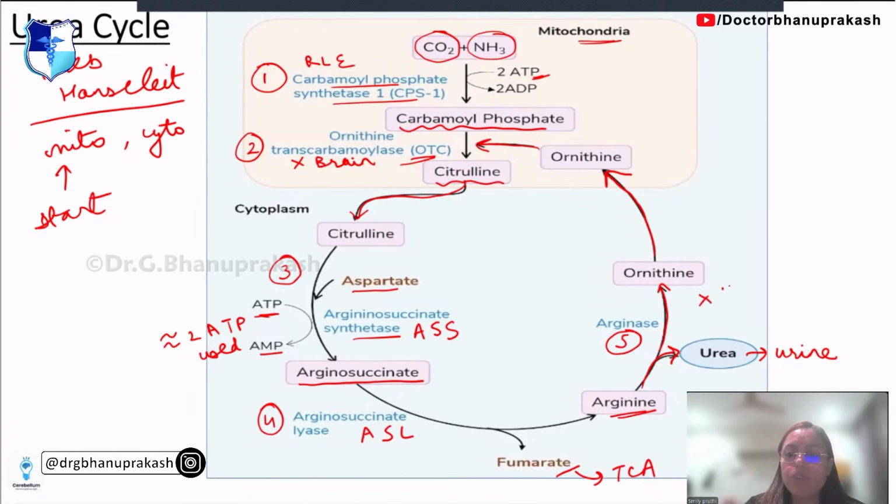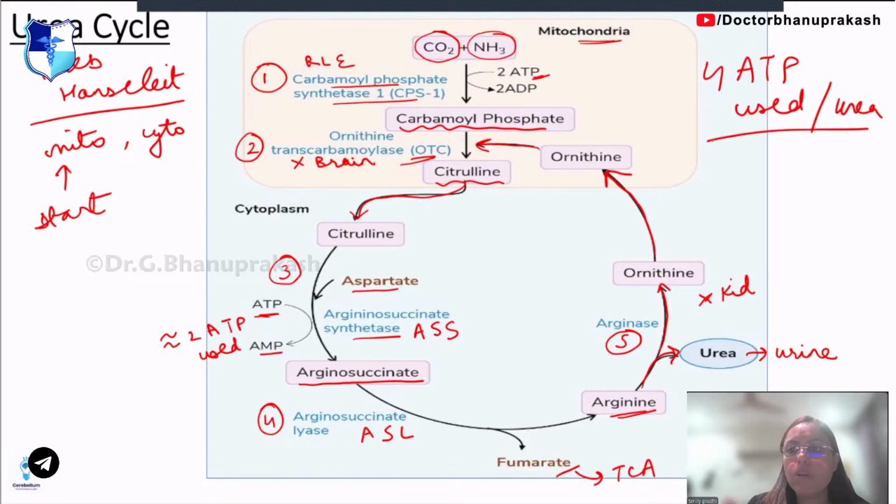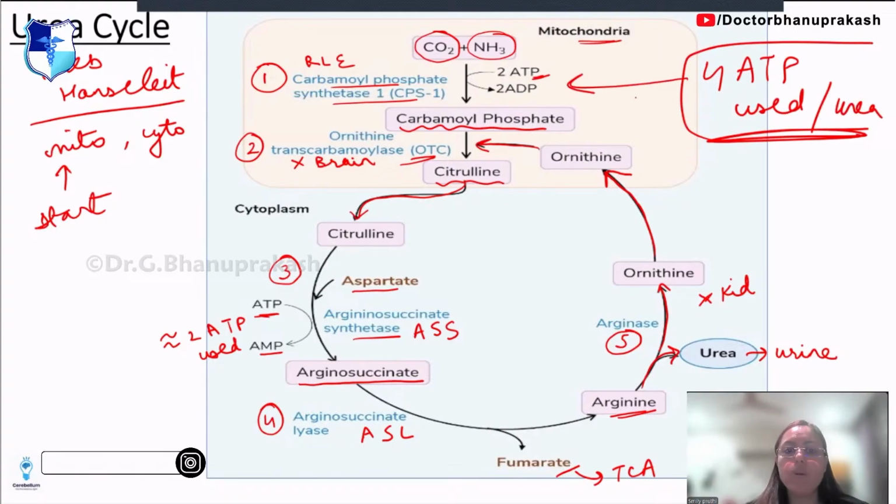This last enzyme, arginase, is absent in kidneys, but the other four enzymes are working in kidneys. So if I ask you, what is the end product of the urea cycle in kidneys? Yes, arginine, because the last step is not occurring. Or we can say we obtain arginine, which is a semi-essential amino acid, in kidneys. So how many ATPs are used to make one urea? 4 ATPs are used to make one urea, 2 at the first step and 2 at the third step.